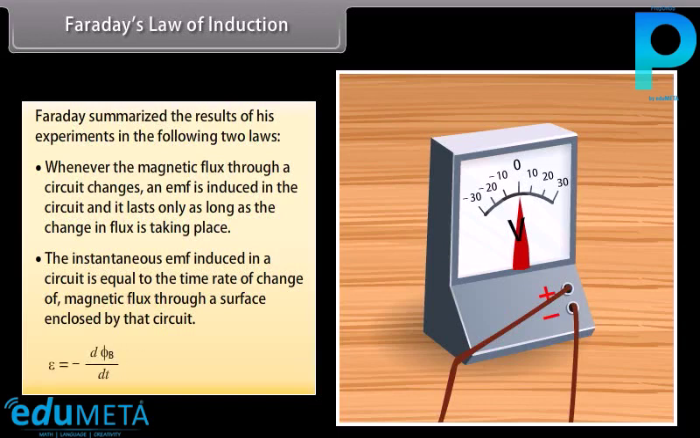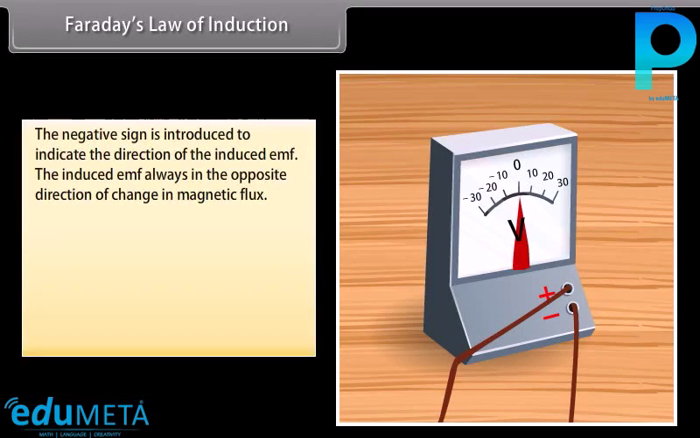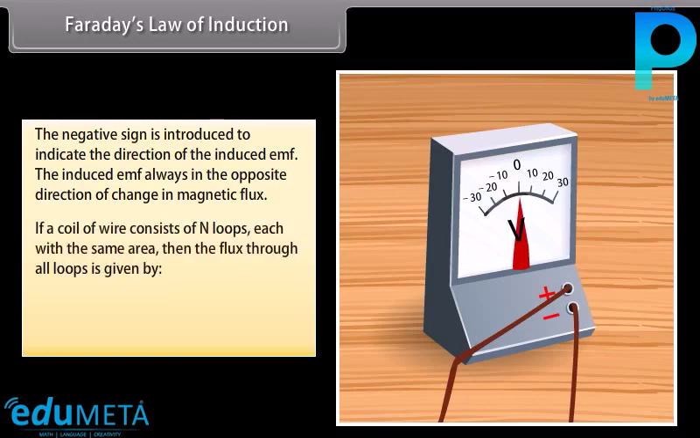E is equal to minus d phi B by dt. The negative sign is introduced to indicate the direction of the induced EMF. The induced EMF is always in the opposite direction of change in magnetic flux. If a coil of wire consists of N loops, each with the same area, then the EMF is given by E equals minus N d phi B by dt.